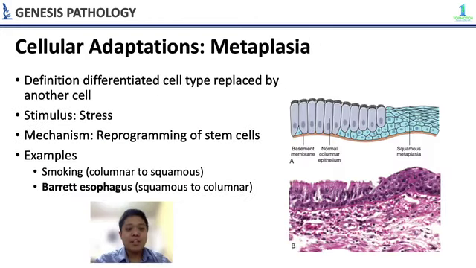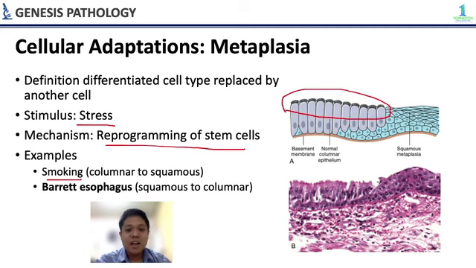Lastly, we have metaplasia. The definition here being differentiated cell type replaced by another cell. The stimulus here being stress. So the mechanism is reprogramming of the stem cells. So for example, smoking. The smoking changes the bronchial epithelium na normally columnar epithelium, biglang magkakaroon ng metaplasia into squamous. And then we also have Barrett esophagus naman, one of the more prominent or popular examples of metaplasia in which the squamous cells of the esophagus nagiging columnar naman. So baliktad sila no sa smoking.